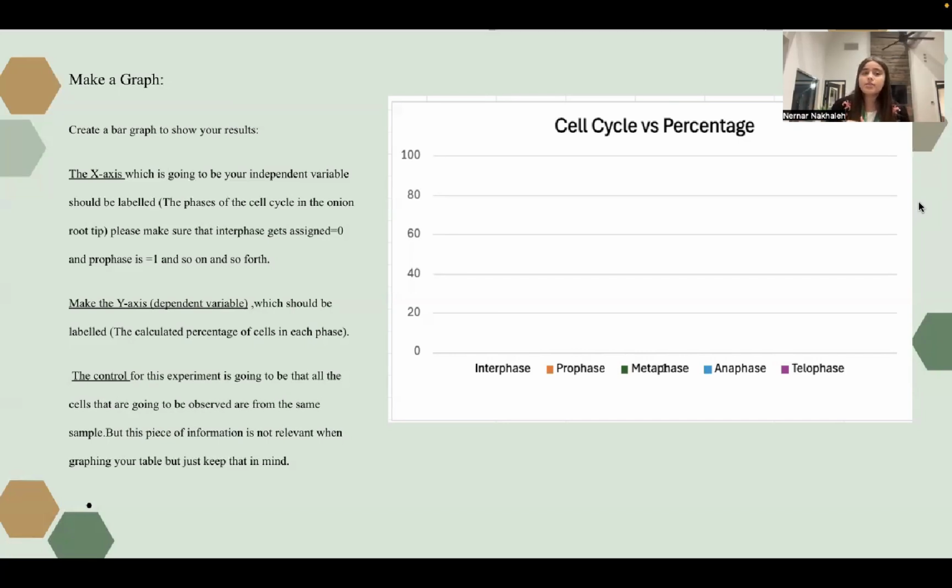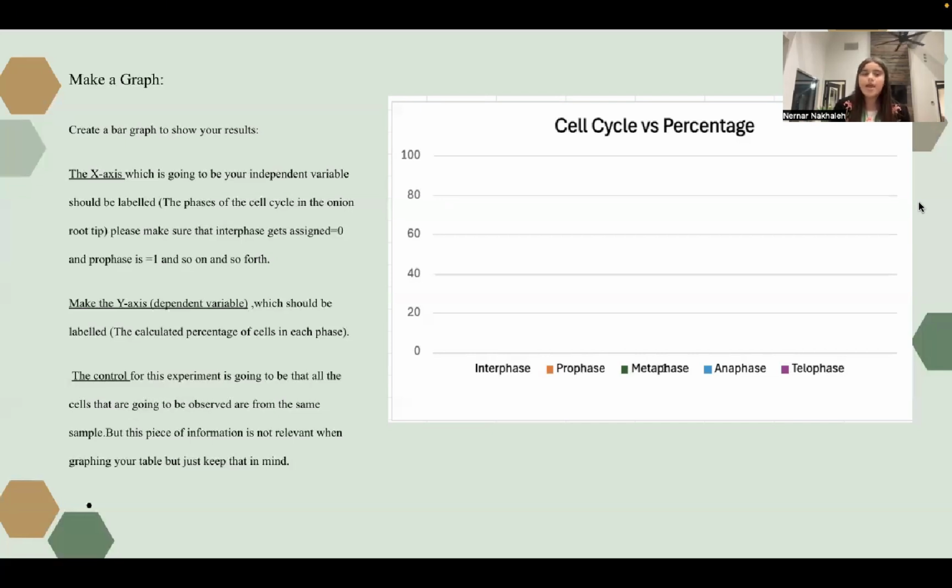The x-axis should be your independent variable, and that should be labeled the phases of the cell cycle in the onion root tip. So that would be the interphase, prophase, metaphase, anaphase, and telophase. And I also mentioned that in the case you don't have color coordination, like in this lab, you're going to assign interphase to 0, prophase to 1, metaphase to 2, and so on.